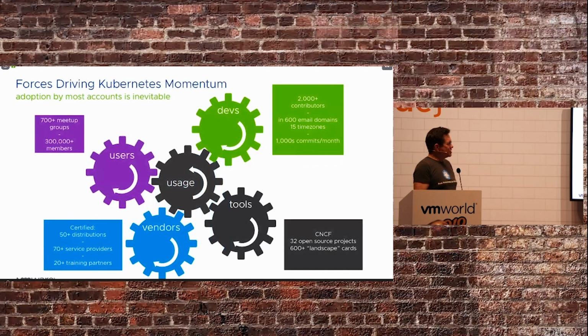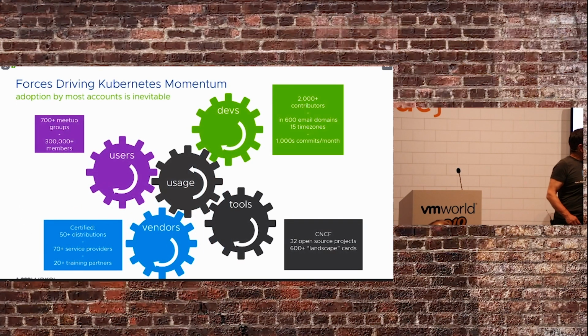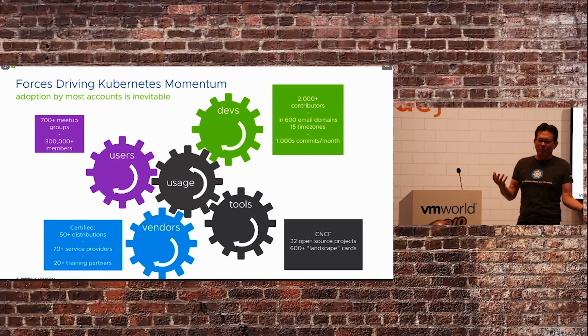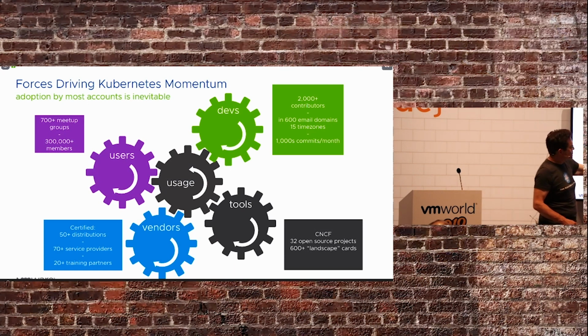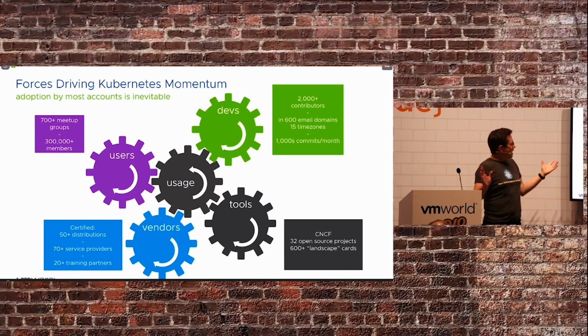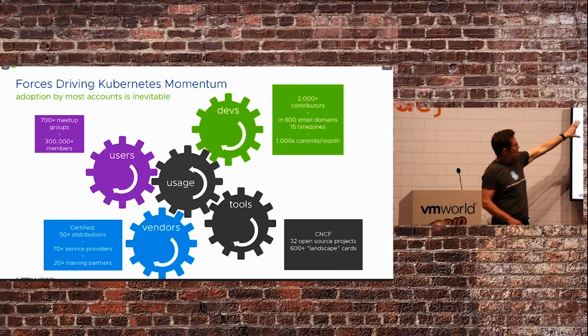Well, there's a whole bunch of things, but really it's based on usage. An open source project is never going to grow if nobody even cares to use it. But Kubernetes has a bunch of these peripheral gears of users, devs, collateral tools, and vendors all driving this phenomenal growth. And you can see here metrics of users.